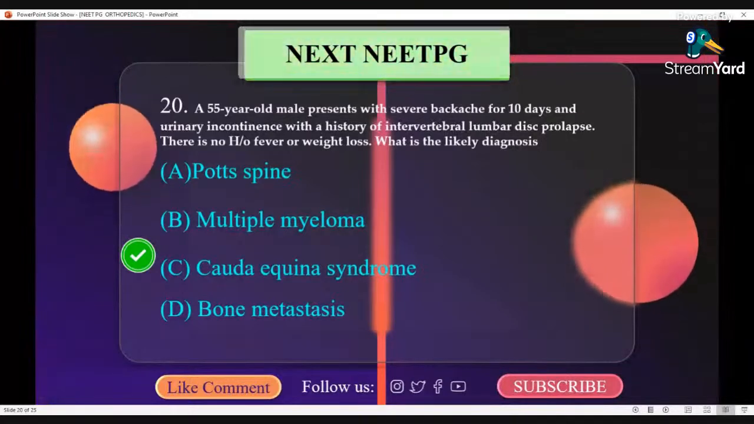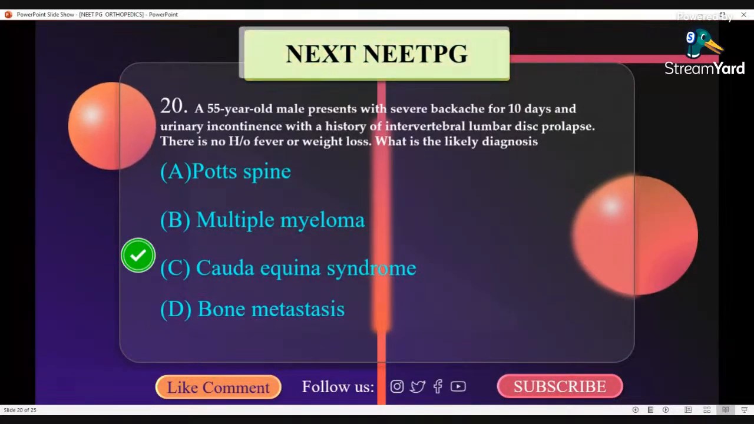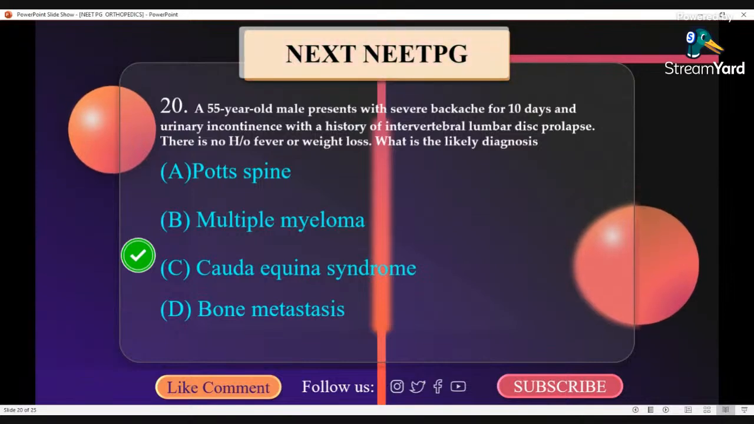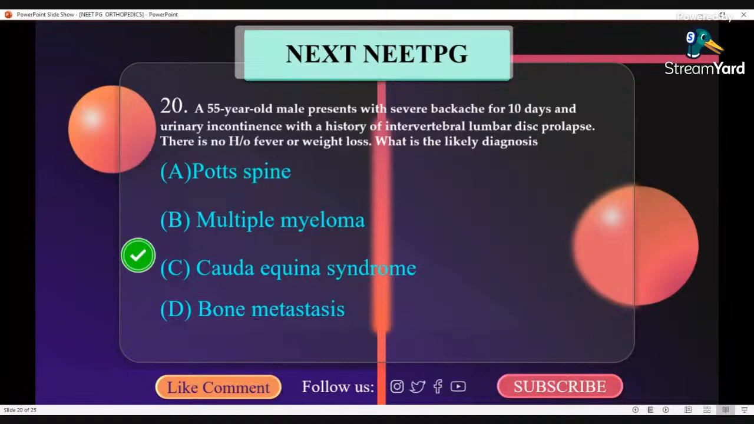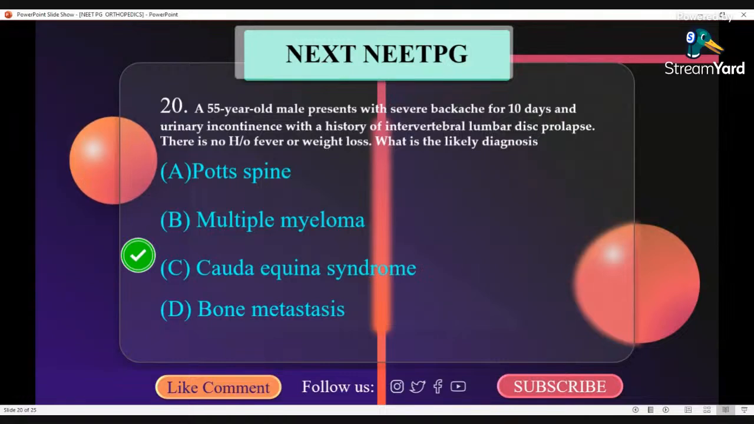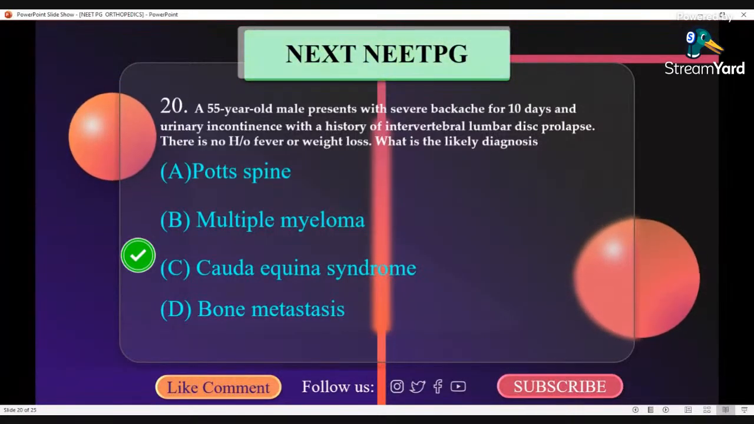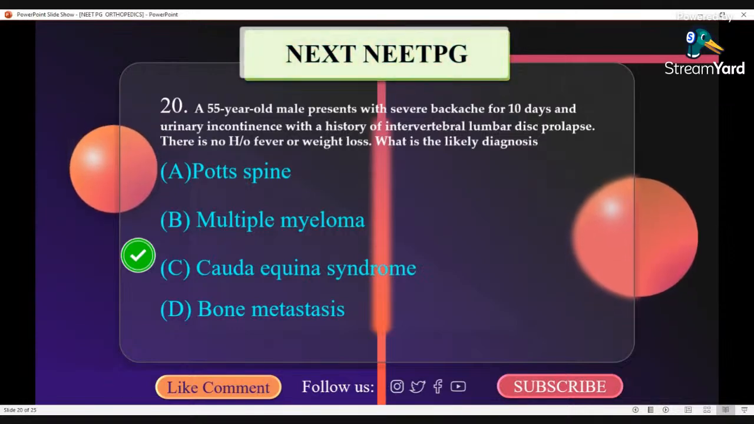History of severe backache, urinary incontinence, intervertebral lumbar disc prolapse without any fever or weight loss is highly suggestive of Cauda Equina syndrome. The spinal cord terminates around the level of L1, so compression here may involve the conus medullaris or the cauda equina, or both, giving a mixture of upper motor and lower motor neuron lesions. The typical cauda equina syndrome consists of lower limb weakness, absent reflexes, impaired sensation, and urinary retention, with overflow perhaps mimicking incontinence.